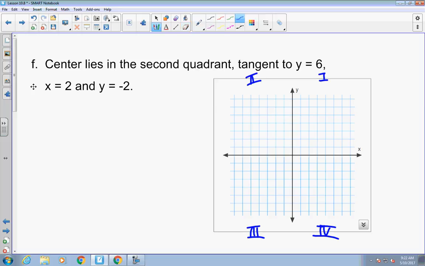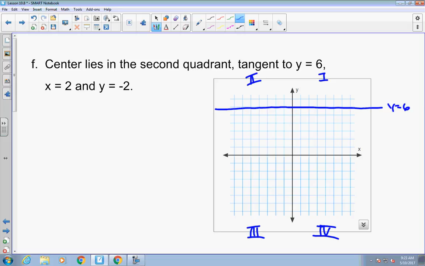All right. So y equals 6. What does that line look like? Is it horizontal or is it vertical? It's horizontal. It goes through 6. Right. So 1, 2, 3, 4, 5, 6. You've got this horizontal line through 6. That's y equals 6.